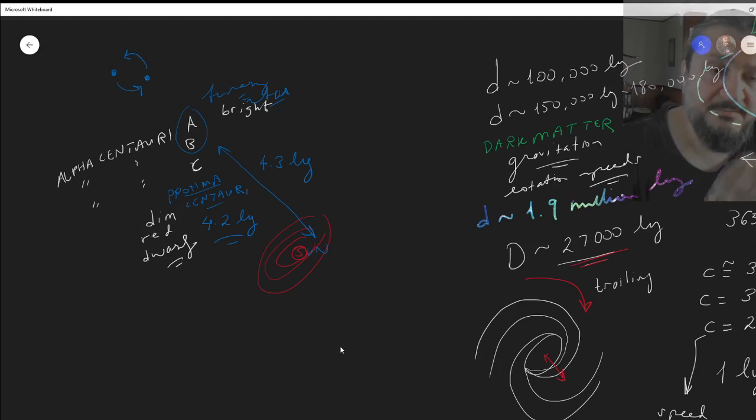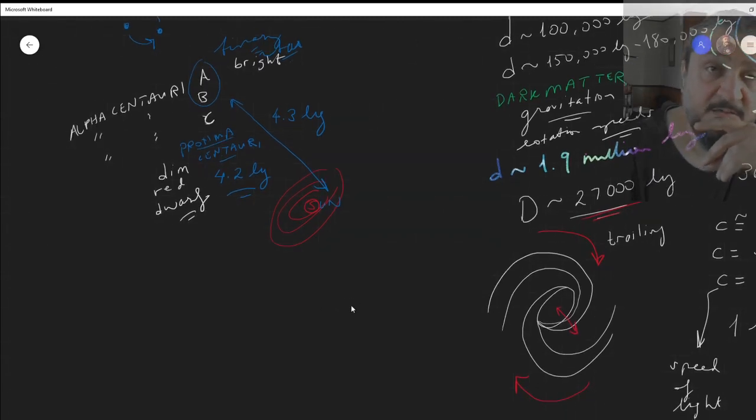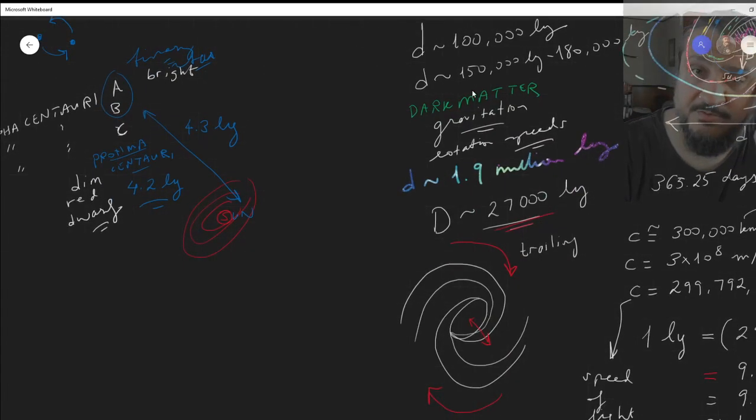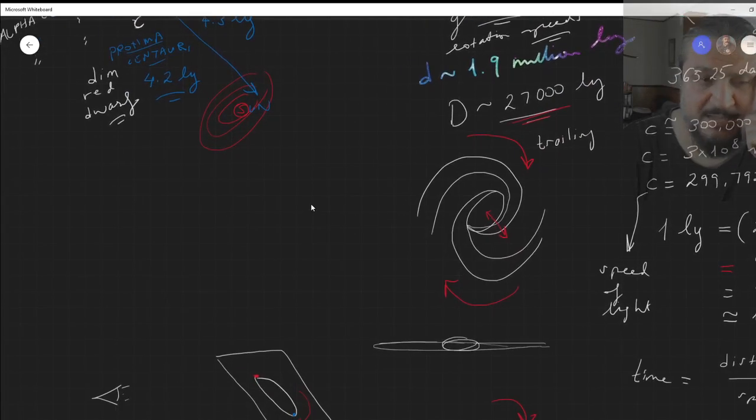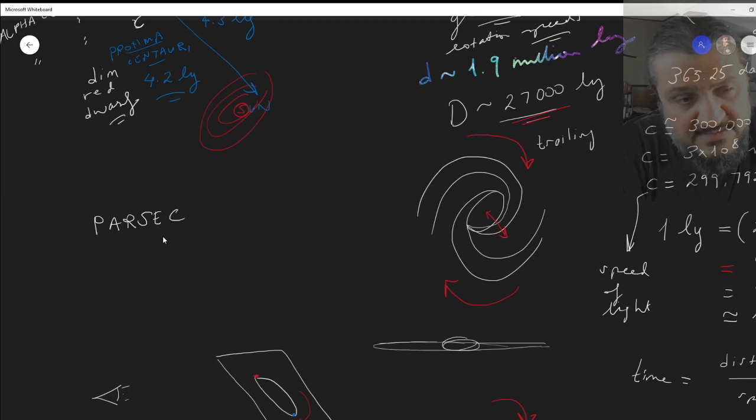To give you an idea how separate stars are in the Milky Way galaxy, the diameter goes to hundreds of thousands of light years, but the nearest star is at 4.2 light years. Now there's one more unit when measuring large distances like this, called a parsec, or PC for short. That's also a distance unit.